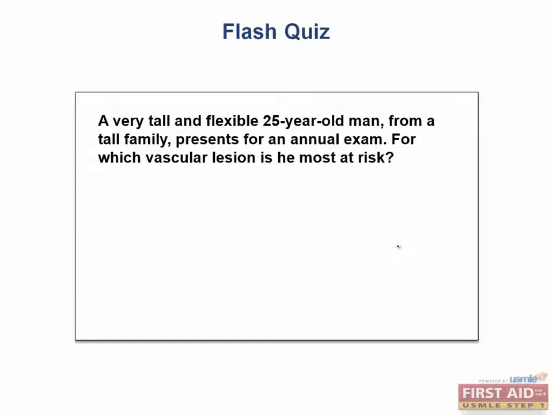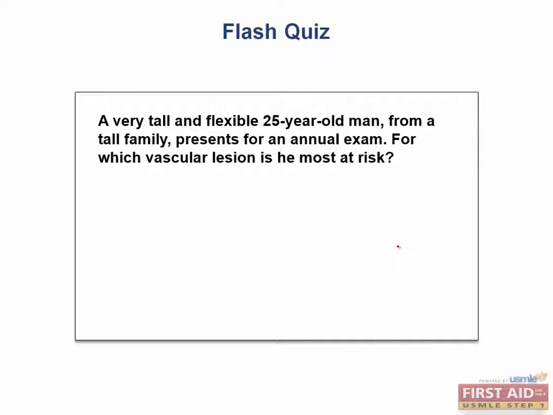Okay, here we go with another flash quiz. So a very tall and flexible 25-year-old man from a tall family presents for an annual exam. Very rare people actually show up for those. For which vascular lesion is he most at risk?